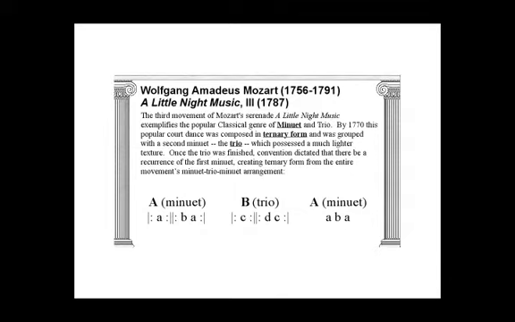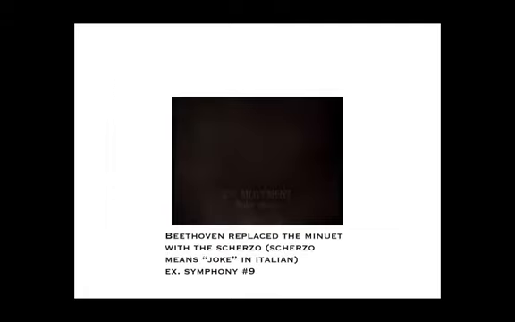Haydn, though, and his pupil Beethoven wanted to infuse this third movement sometimes with more life and energy. So they often wrote a faster piece, called it a scherzo, which means joke. Here's an example of Beethoven's scherzo from his Ninth Symphony. We'll listen to a little bit of it.